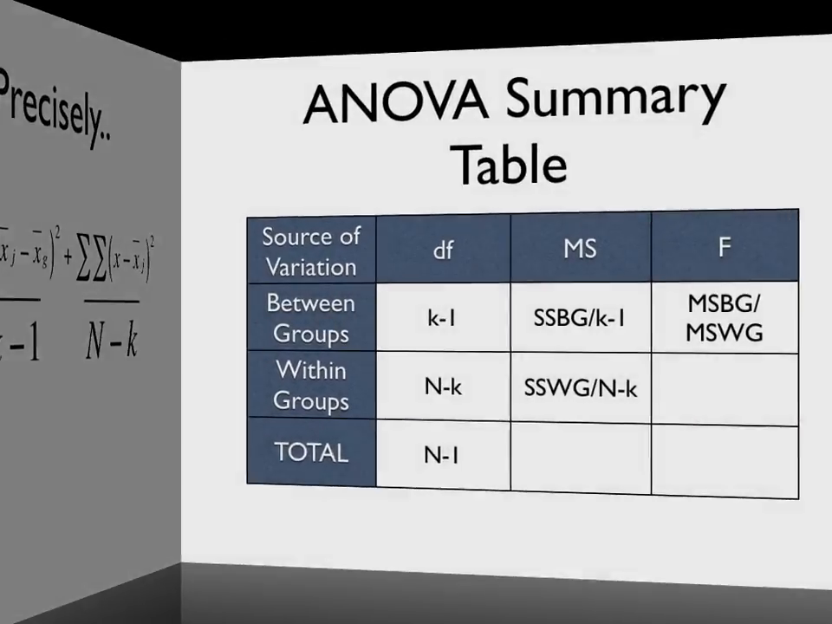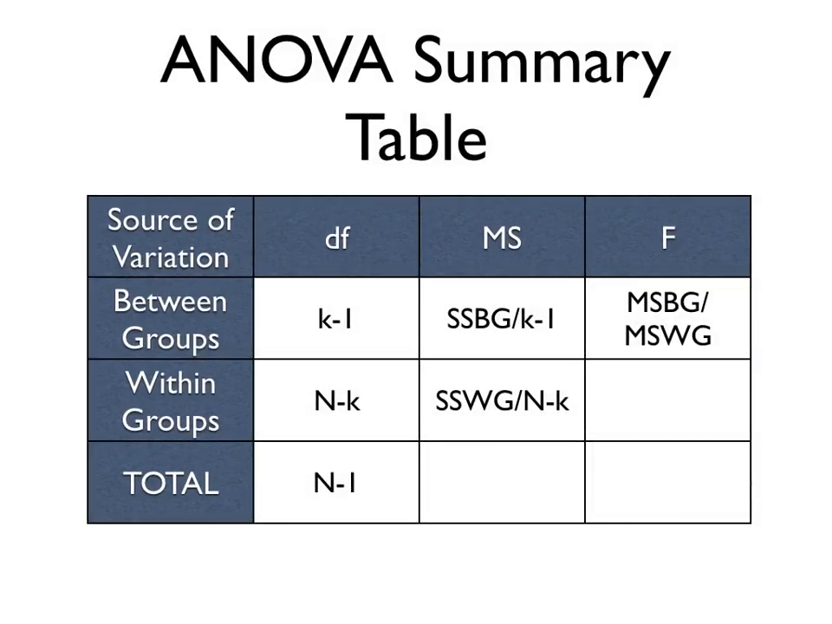Okay. What you get at the end of this is what's called an analysis of variance summary table. You have sources of variation: between groups, within groups, or treatment and error, and then total. Degrees of freedom: k minus 1, big N minus k, N minus 1. By the way, if you add up k minus 1 and N minus k, the k's cancel and you get big N minus 1.